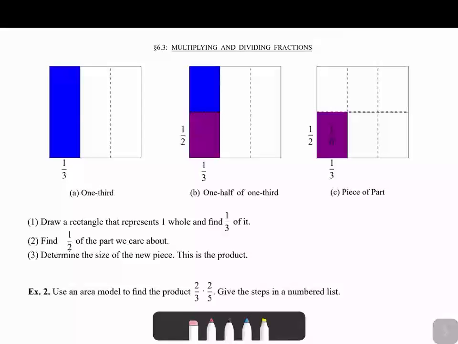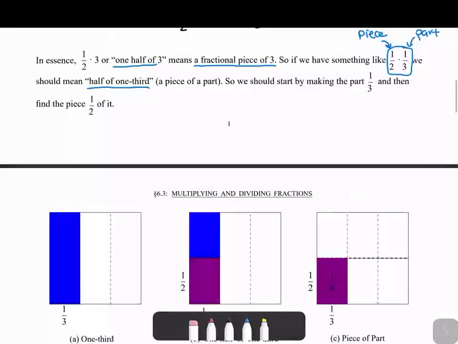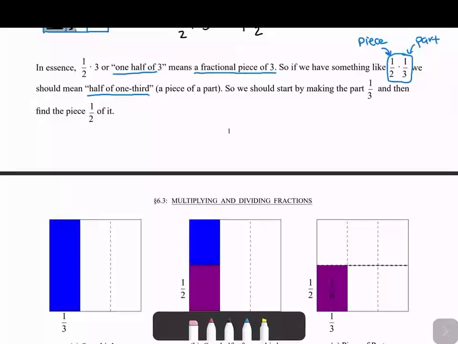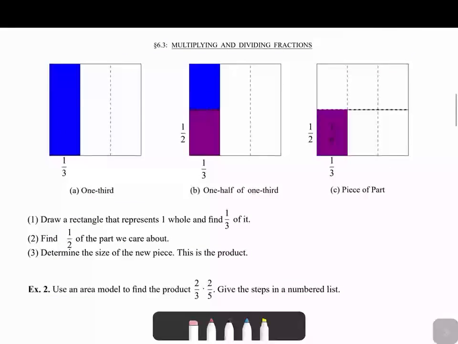Hi everyone, this is the second video for section 6.3 on multiplying and dividing fractions. We ended the last video with a discussion of what it meant to do 1/2 times 1/3. And we said that that was finding a fractional piece of a part, where a fraction represents a part of a whole. So now we're going to look at that using a model.